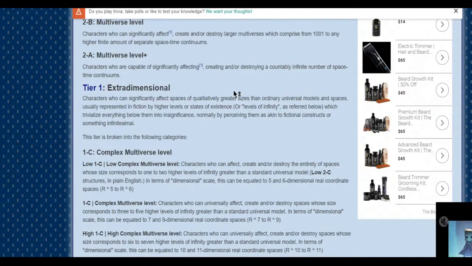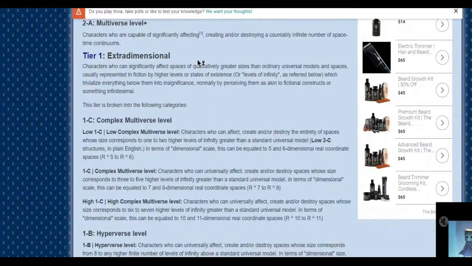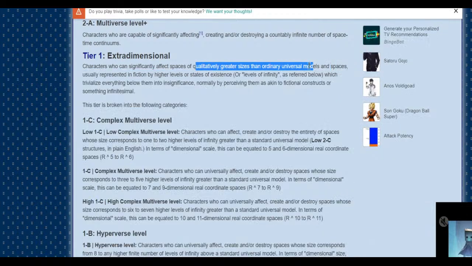It's because, as we say here, extra dimension, characters who significantly affect space of greater sizes than ordinary universal models in space. So we're talking about different models of universes. So in the context of being spatially higher, we're talking about universal correspondence when it comes to real coordinate spaces. So in other words, it's orthogonally greater. If any of you guys have ever watched Rob Bryanton's video, I'll give you a perfect example of that.